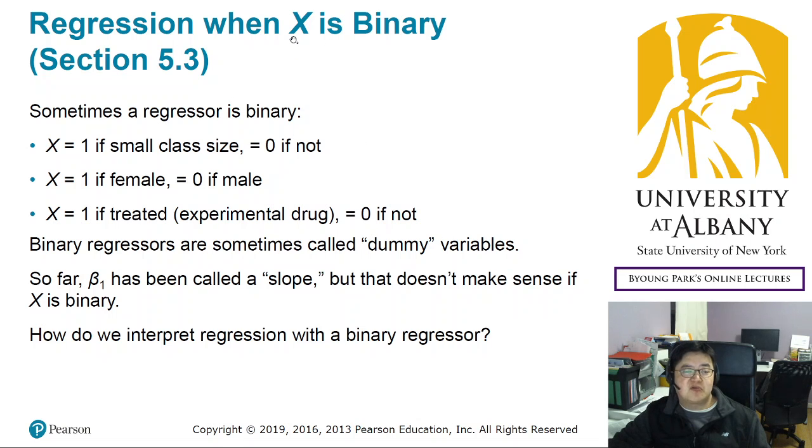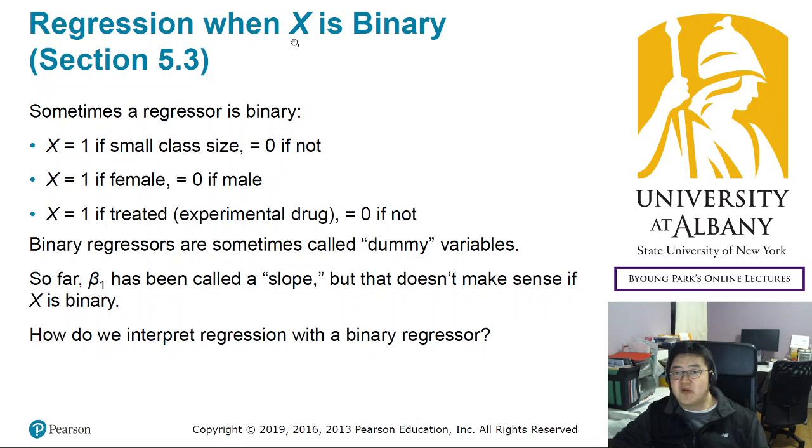Now we consider X is binary. The regressor we considered earlier was student to teacher ratio, which can take any non-negative integers. Student to teacher ratio could be 1, could be 100, could be any natural number. But now we are going to think about a binary variable.